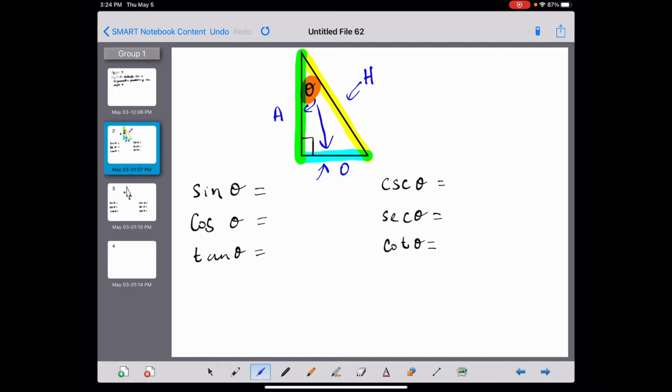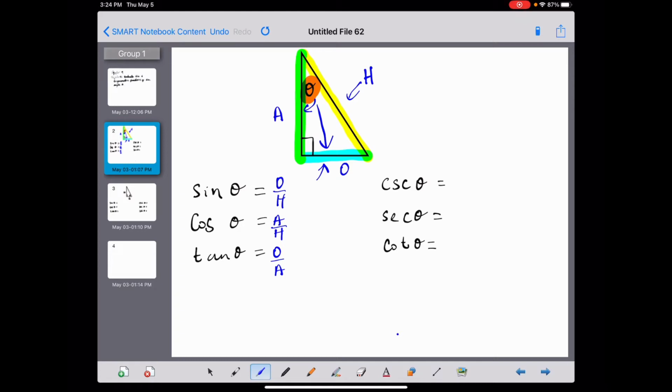Now in geometry you also learn about sine, cosine, tangent, their ratios. Just to refresh your memory, sine is always opposite over hypotenuse, cosine is adjacent over hypotenuse, and tangent is opposite over adjacent.